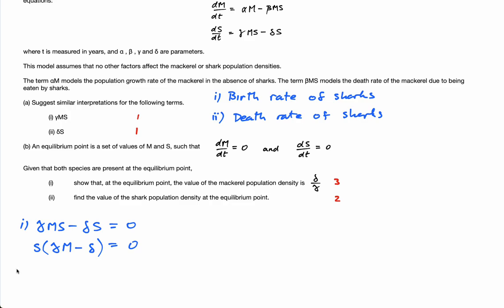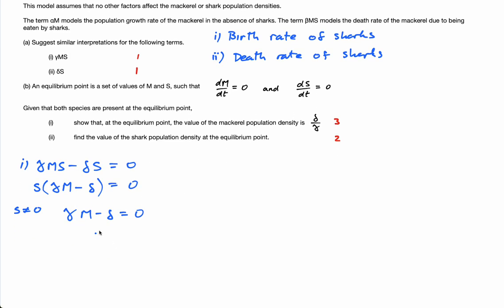Now S isn't 0 because we know there are some sharks there, so S is not equal to 0. So gamma M minus delta has to equal 0, and I'm nearly there. I just need to say gamma M equals delta, adding the delta, and M is equal to delta over gamma. Okay, that is part I.